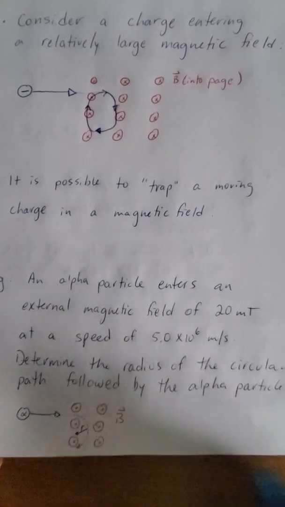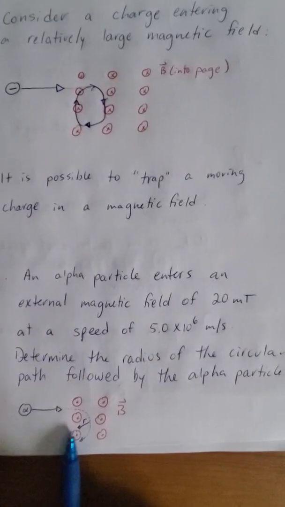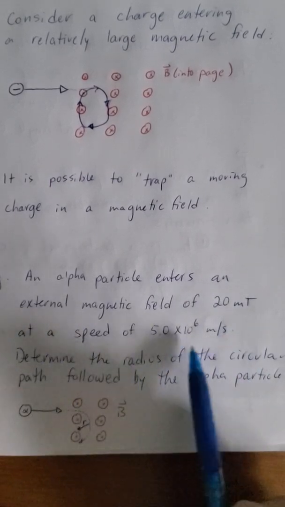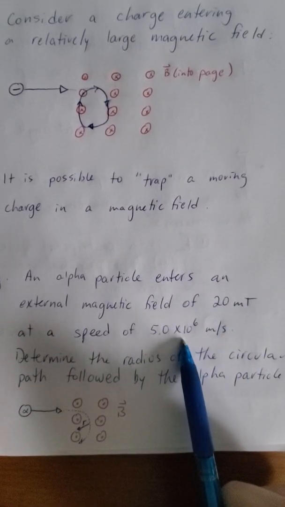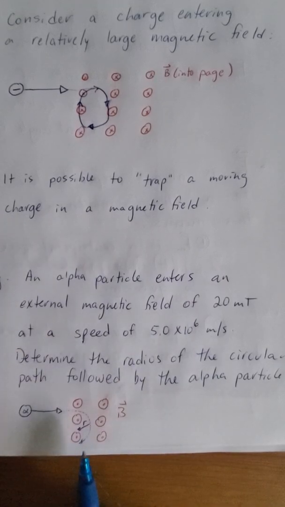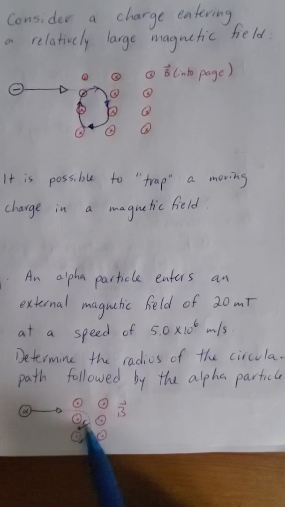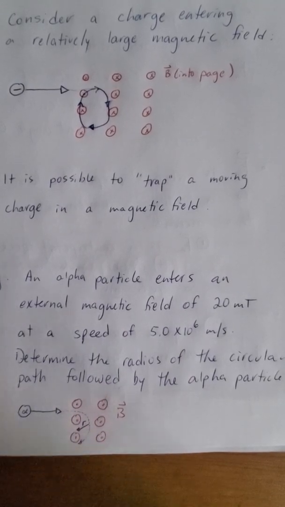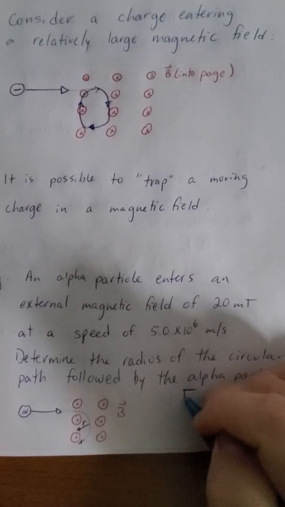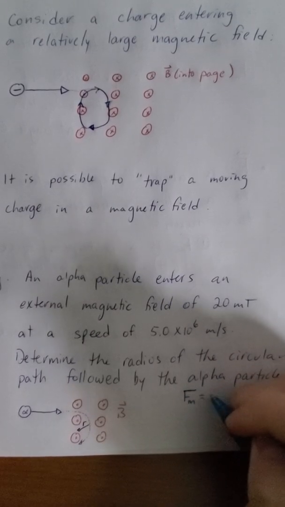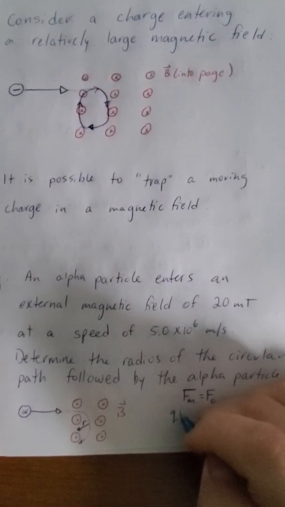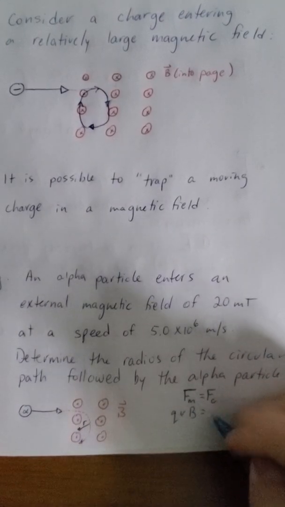I'm saying an alpha particle enters this field. There's the magnitude of the field, 20 milliteslas, speed 5 × 10⁶ meters per second. This is a really common question that you'll definitely have to do on any test. Find the radius of the path of deflection. What we're going to do is that thing I showed you just a minute ago. We know that the magnetic force is centripetal.